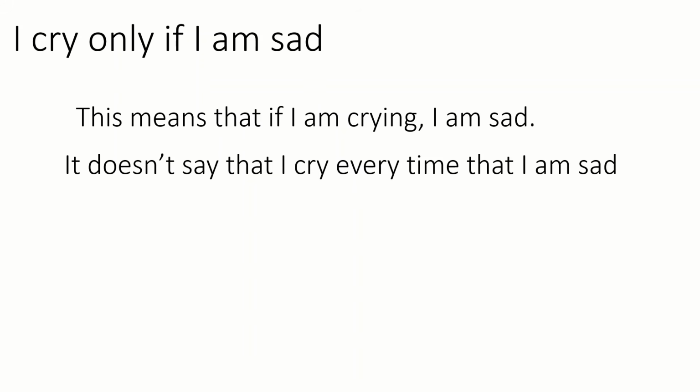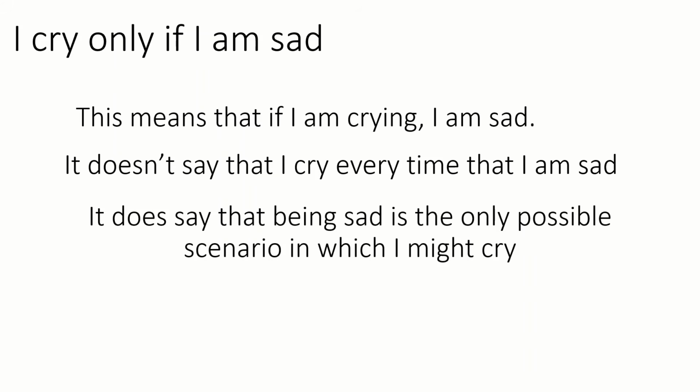It doesn't say, however, and this is a bit like what we saw before, that they cry every time they're sad. This is a really important distinction. It's just saying the only possible circumstances in which they cry is if they're sad. It doesn't say anything about what proportion of the time they cry when they're sad. They might cry 1% of the time they're sad, and this statement would still be okay, as long as that was the only instance in which they ever cried, right?